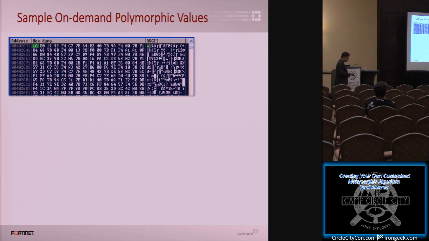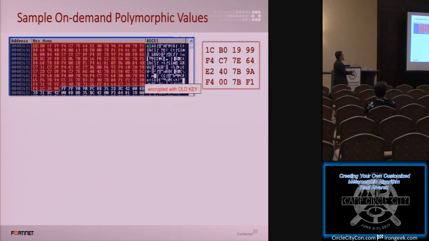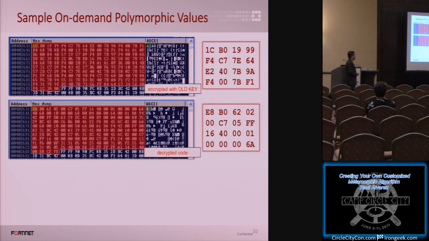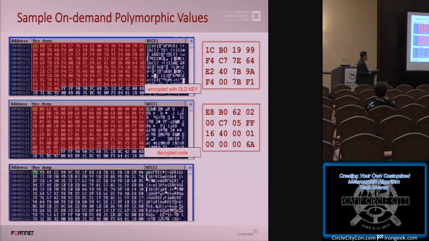For example, this is the code encrypted with an old key. I just grabbed 16 bytes. After decrypting, it will look like this. This is the decrypted code. This is now the executable portion of the malware. And then after executing that one, it will generate the key. It is now encrypting it with the new key.